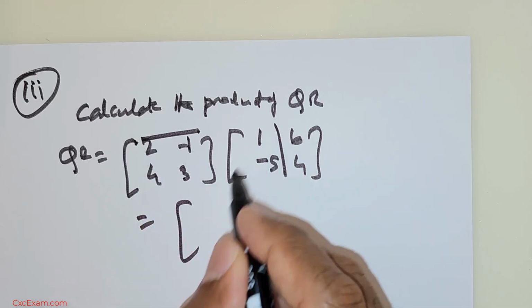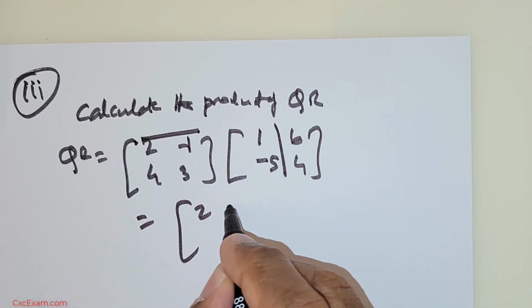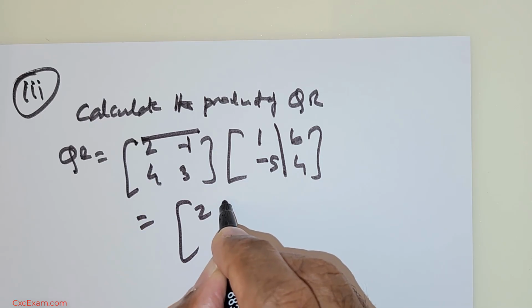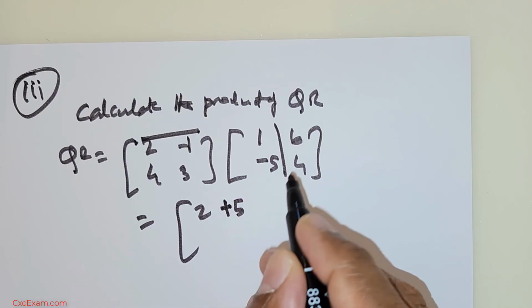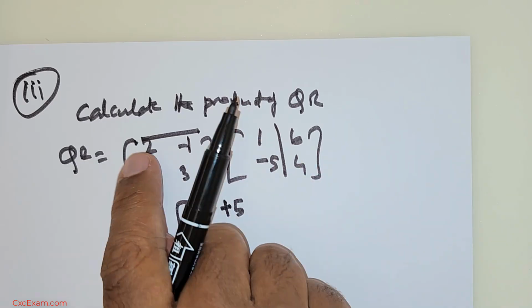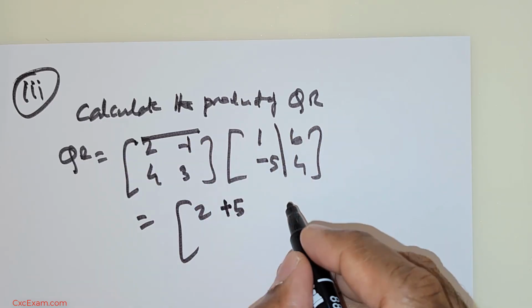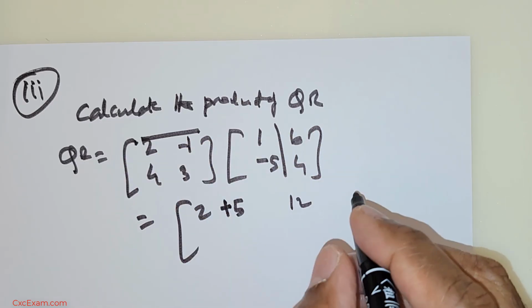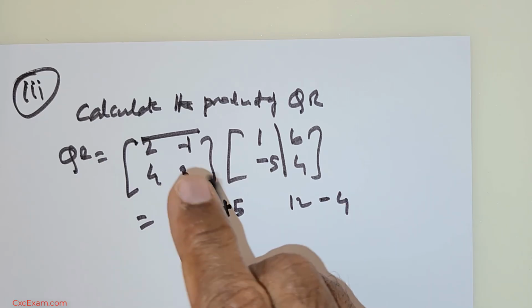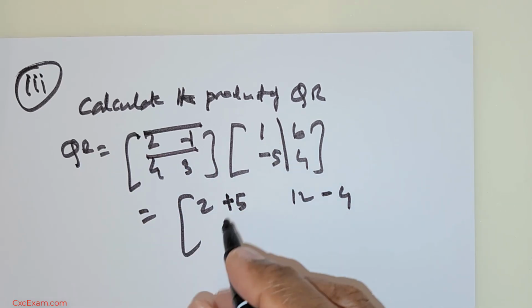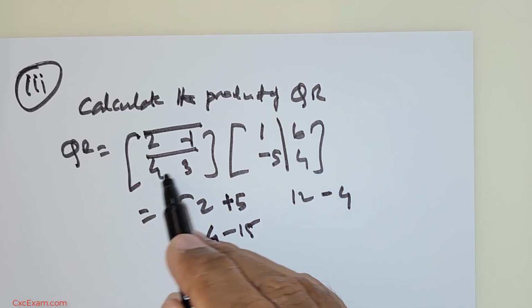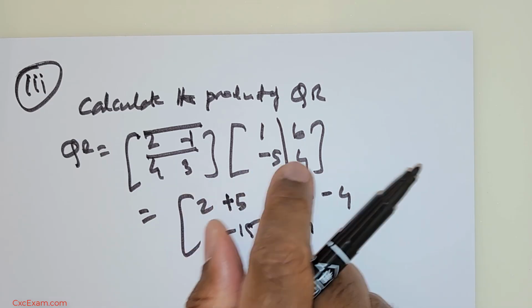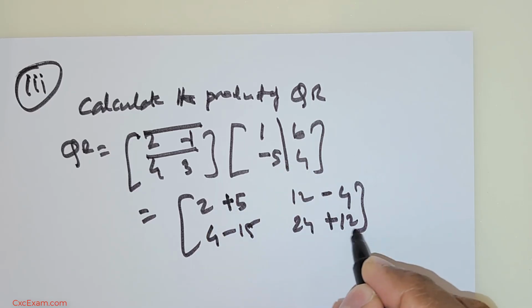So this is going to be equal to 2 into 1 is 2, negative 1 into negative 5 is positive 5. Row into column, row with the column. 2 into 6 is 12, negative 1 into 4, that's negative 4. So row with the column, 4 into 1 is 4, 3 into negative 5 is negative 15. Row with the column, 4 into 6 is 24, 3 into 4 is 12.